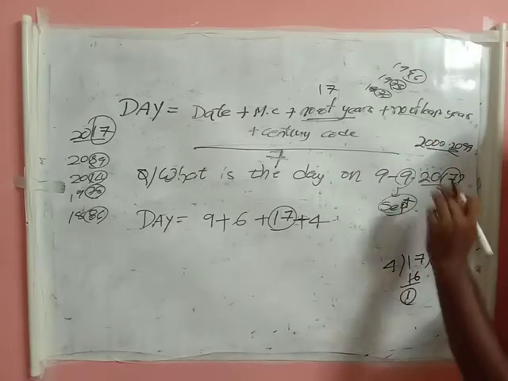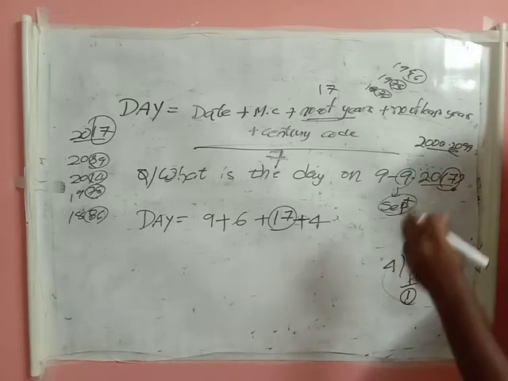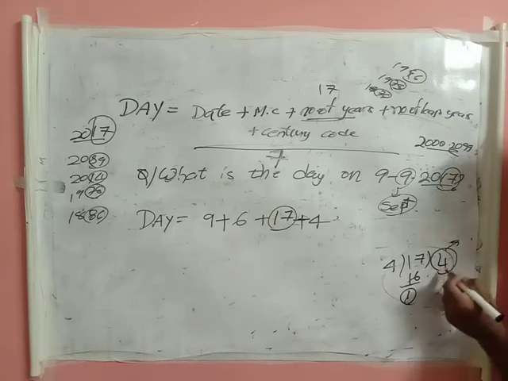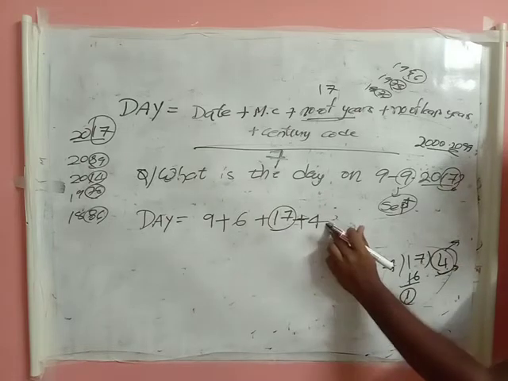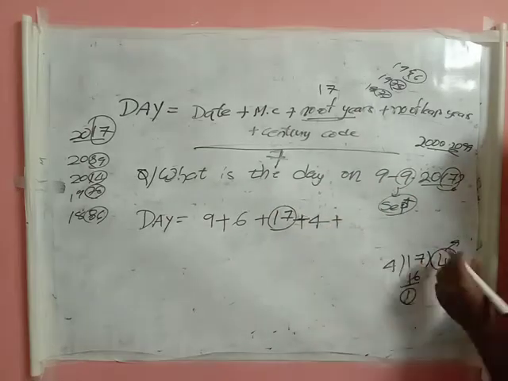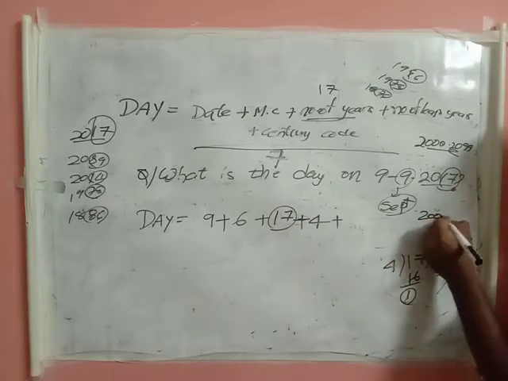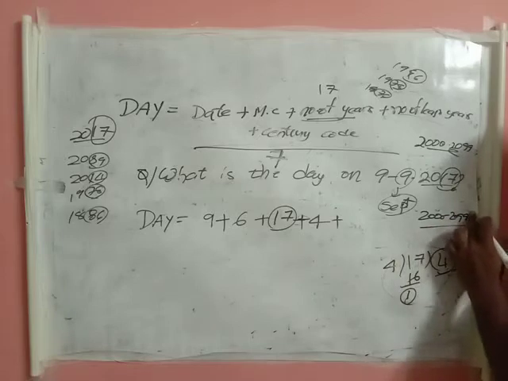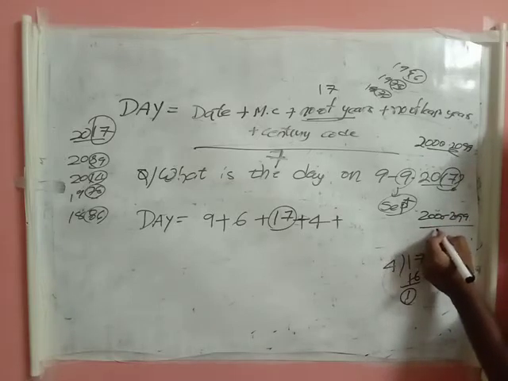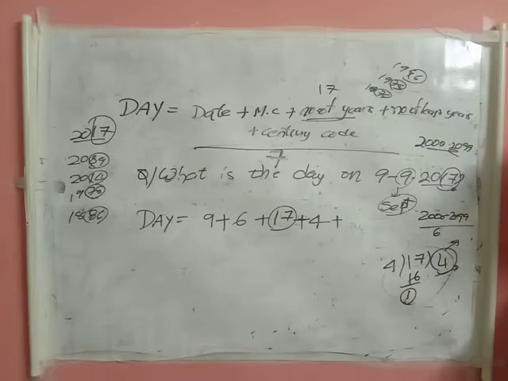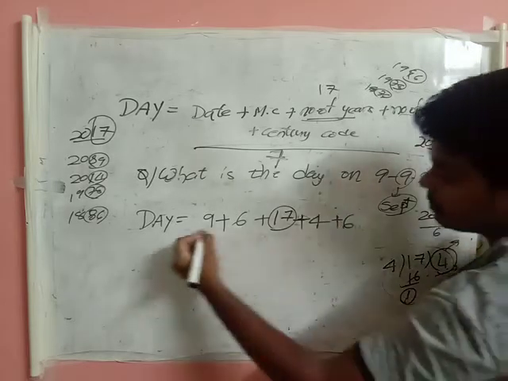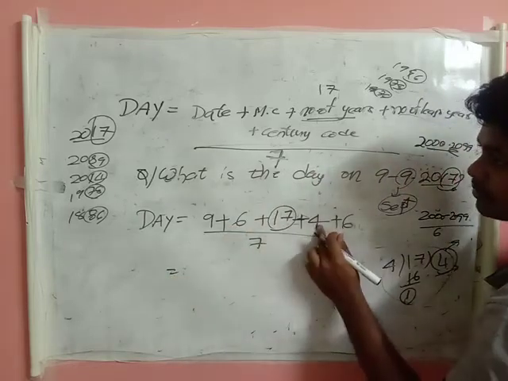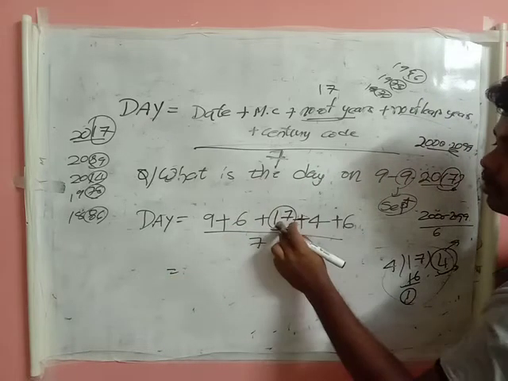We'll be discussing more problems, and then you will be able to get the number of leap years. Means after dividing the year by 4, the value present here, you just put it here, plus century code. What is the century code for 2000 to 2019? Because 2017 belongs to the 2000 to 2019 category, the century code for this is 6. I will be taking mod 7. So 9 plus 6 is 15, 15 plus 4 is 19, 19 plus 6 is 25, 25 plus 17 is 42.